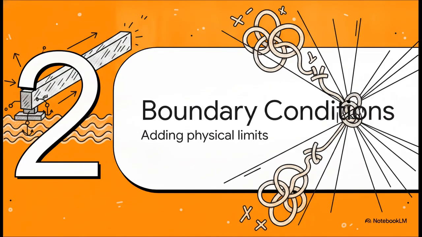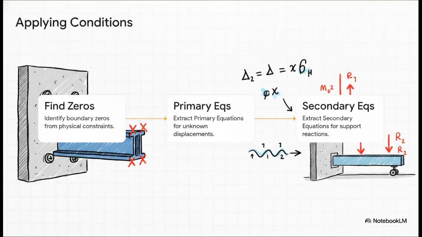That brings us to Section 2, applying boundary conditions. This right here is where physical reality steps in to tame the mathematical beast. We do this using an incredibly elegant three-step process to shatter this complex, generic equation into nice, solvable pieces. Step 1, we identify boundary zeros from our physical constraints. Think of physical constraints, like a beam bolted to a solid concrete wall, as our mathematical filters. Step 2, we extract what are called primary equations, and we use those to solve for the displacements we don't know. And step 3, we extract secondary equations to figure out the massive forces happening right at the supports.